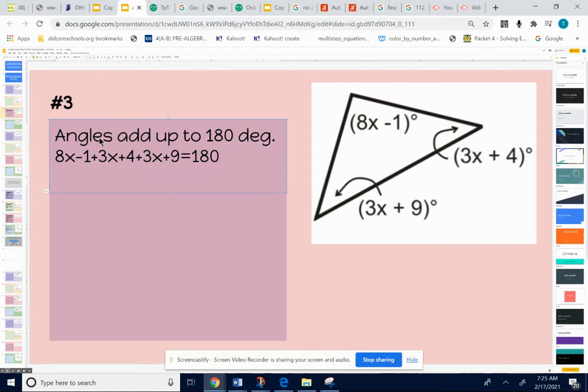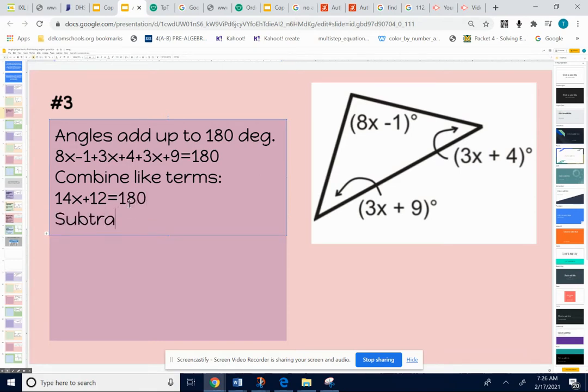I'm going to start solving this equation for x. First thing I want to do is combine like terms. 8x plus 3x plus 3x, that's 8 plus 6, that is 14x. I have a negative 1 added to 4 added to 9. Negative 1 plus 4 is 3, plus 9 is 12. So I have 14x plus 12 on the left is equal to 180.